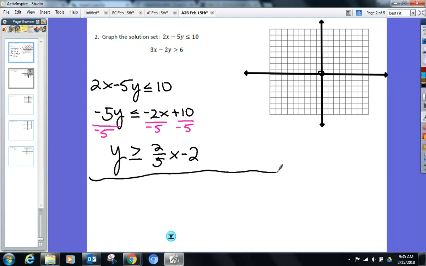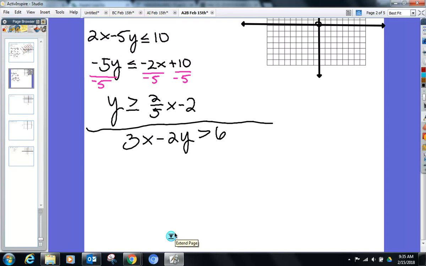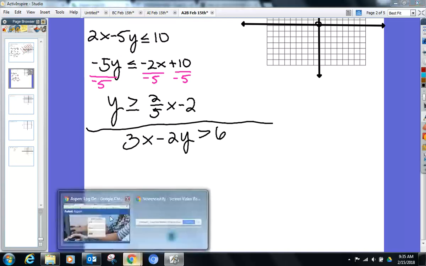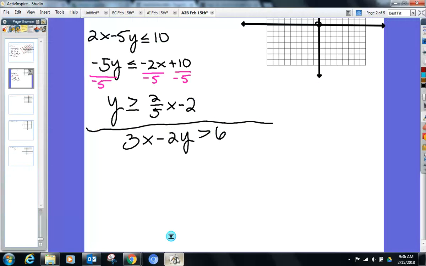So next thing I need now is help me transform 3x minus 2y is greater than 6. First step. One step at a time. Subtract 3x. So I get negative 2y greater than negative 3x plus 6.